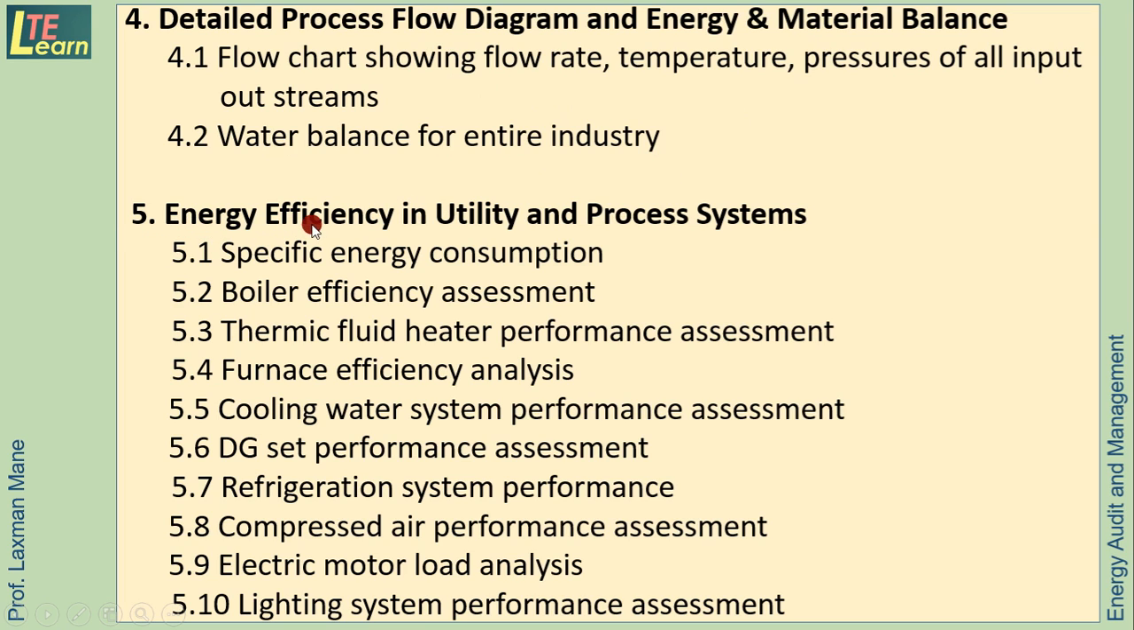Fifth part is energy efficiency in utility and process systems. It covers specific energy consumption, boiler efficiency assessment, performance assessment of thermic fluid heater, furnace efficiency analysis, cooling water system performance assessment, DG set means diesel generator set performance assessment, refrigeration system performance, compressed air performance assessment, electric motor load analysis and lighting system performance assessment.